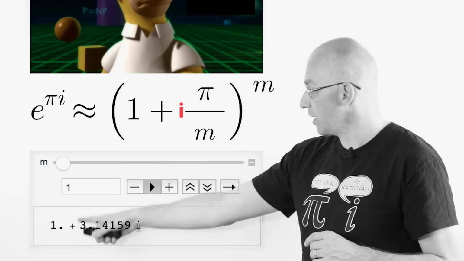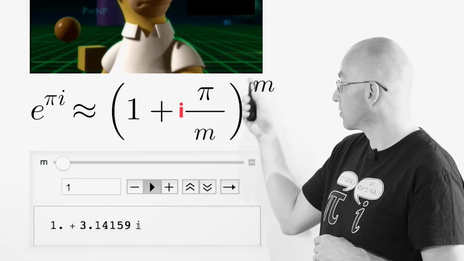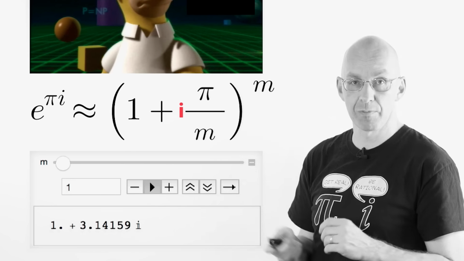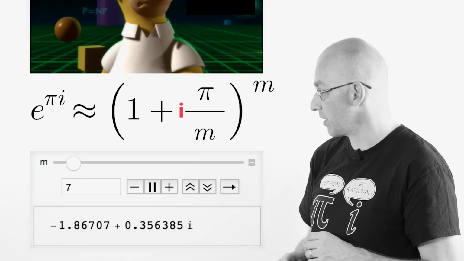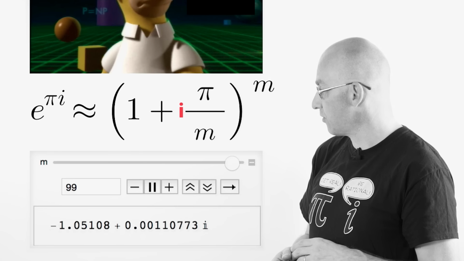So for m equals 1, we get this number here. It's also a complex number. Doesn't matter what you put up there, doesn't matter what m is, the result is always going to be a complex number. Right? So let's just crank it up now. Crank it up, crank it up, crank it up. All the way to, what did I do, 100.